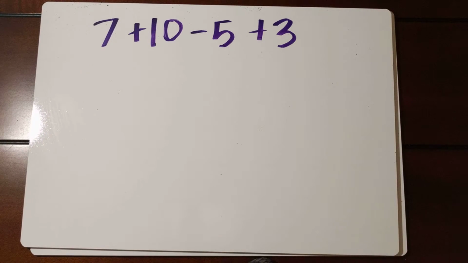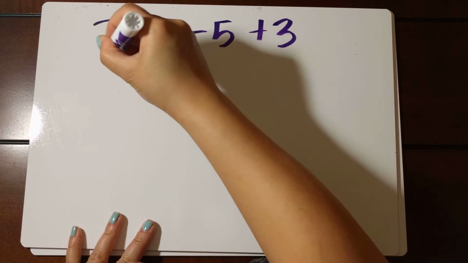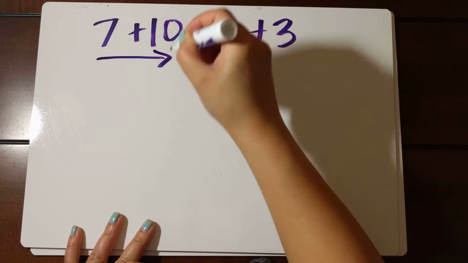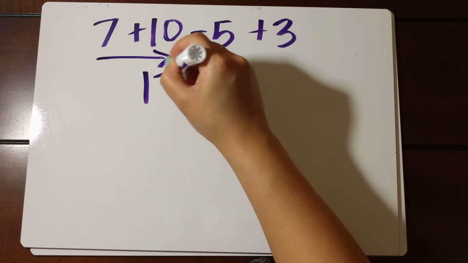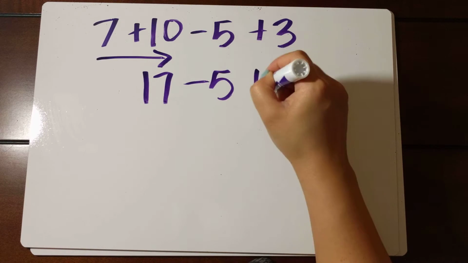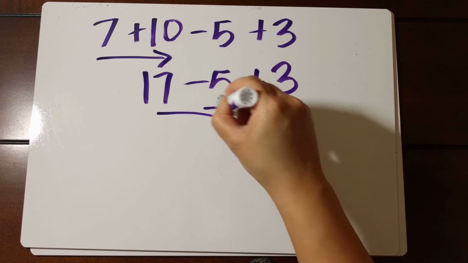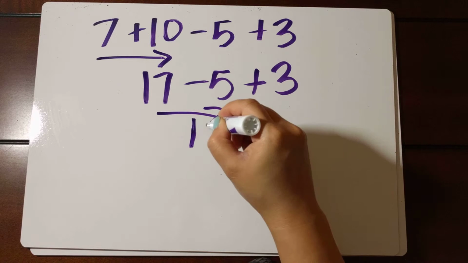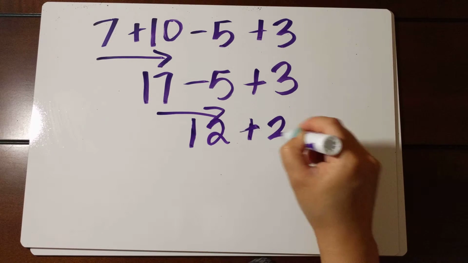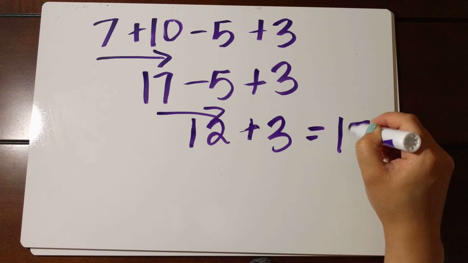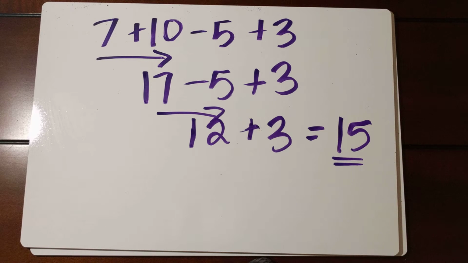So here we have a very basic order of operations example. There's only addition and subtraction. And again, with addition and subtraction, we work our way from left to right. So we're going to start with 7 plus 10, which we know is 17. And then after that, we still just have subtraction and addition, so still working from left to right. 17 minus 5 is 12, and 12 plus 3 is 15.